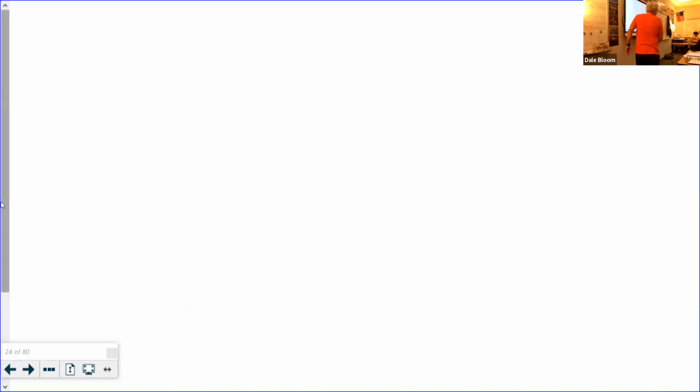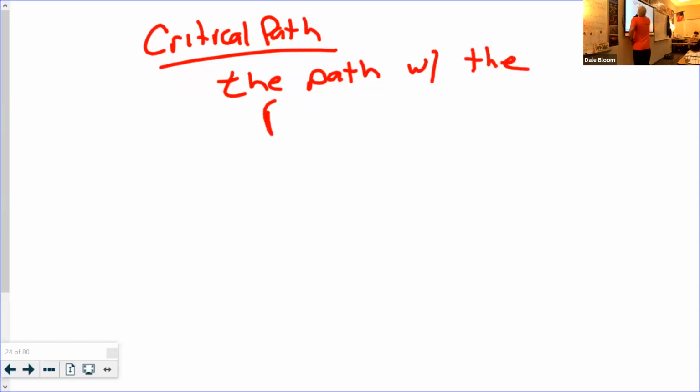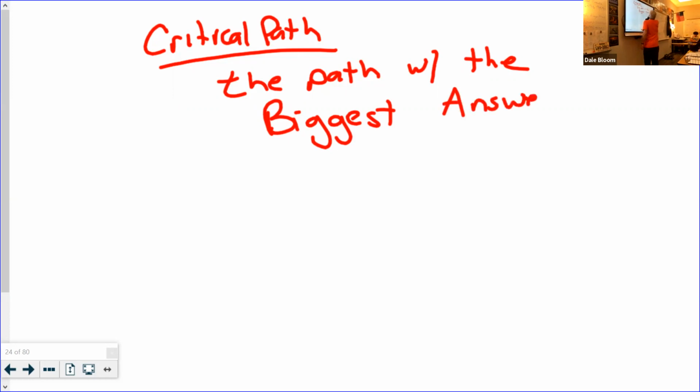So this is what I want you to add to that bottom page that we have there. When we're talking about critical path, guys, the critical path is the path with the biggest or largest answer along the path. Okay?